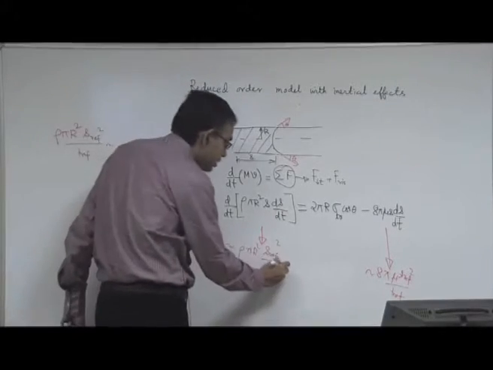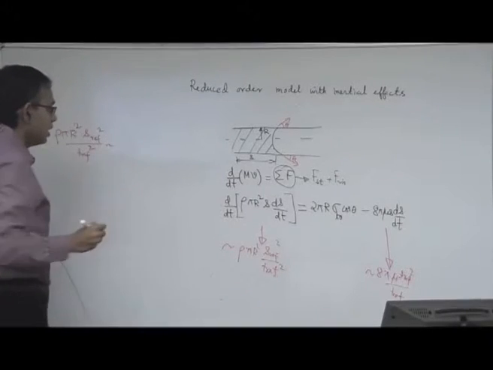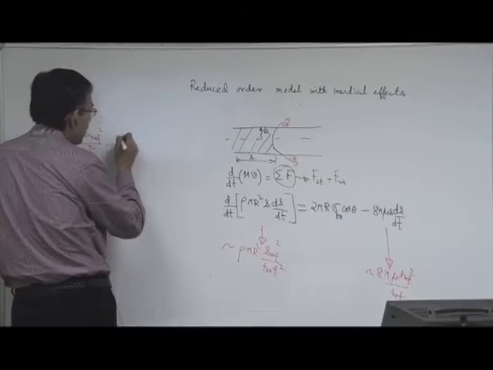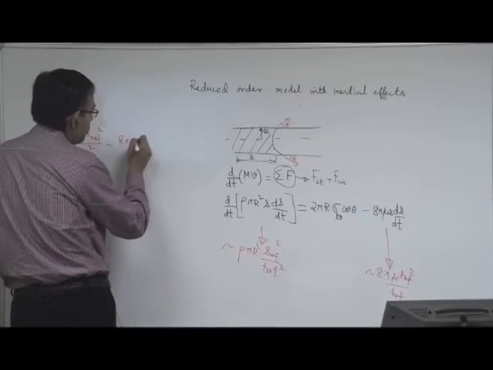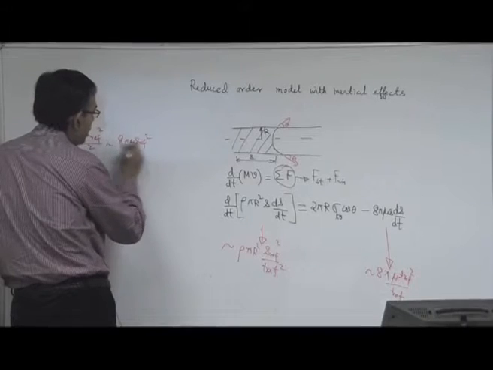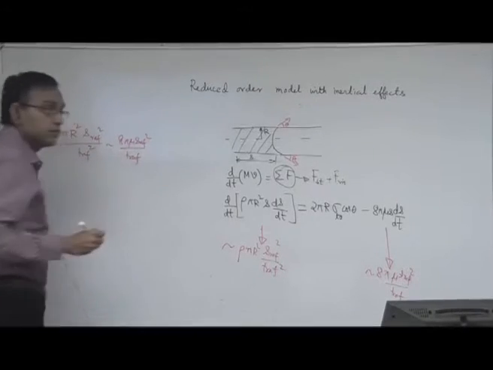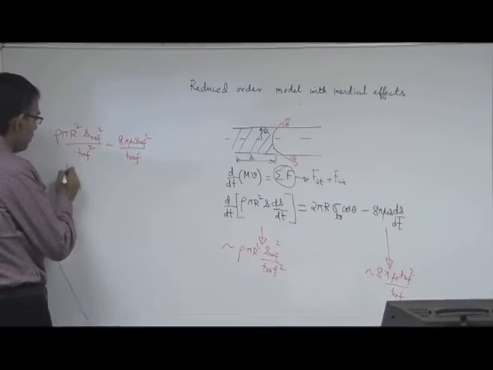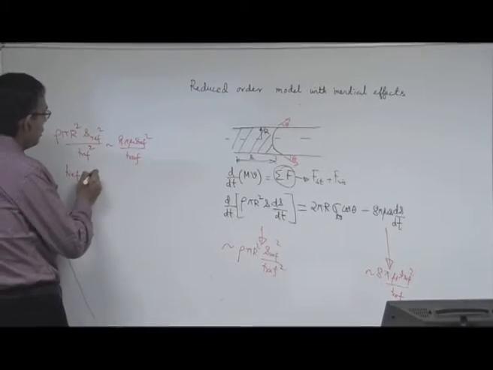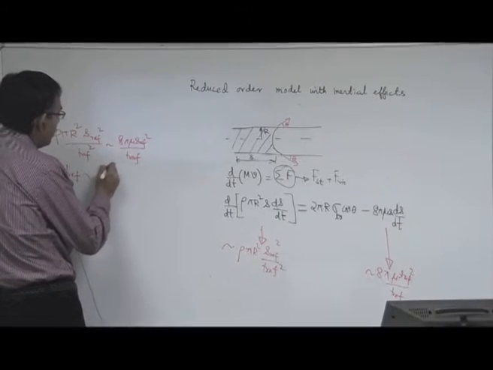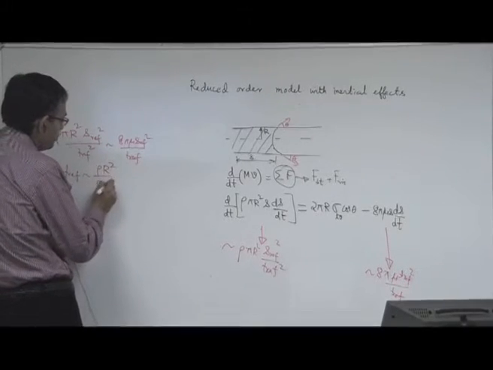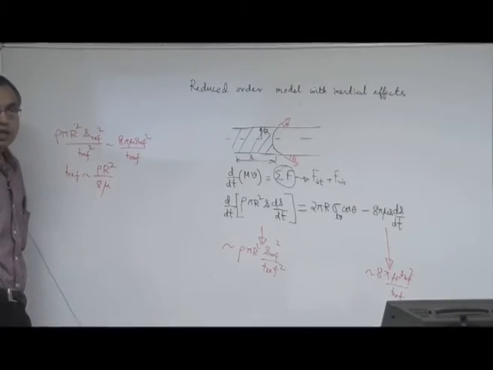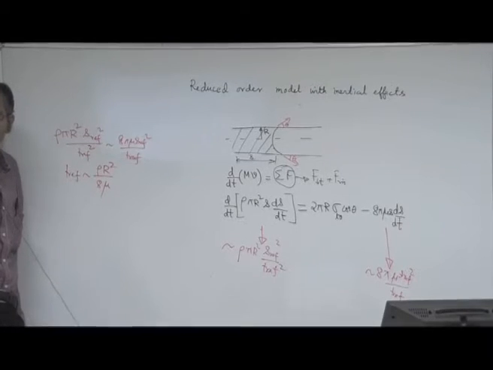So, rho pi r square S ref square by T ref square is of the order of 8 pi mu S ref square by T ref. So, T ref is of the order of rho r square by 8 mu. This is the characteristic time scale of the problem.